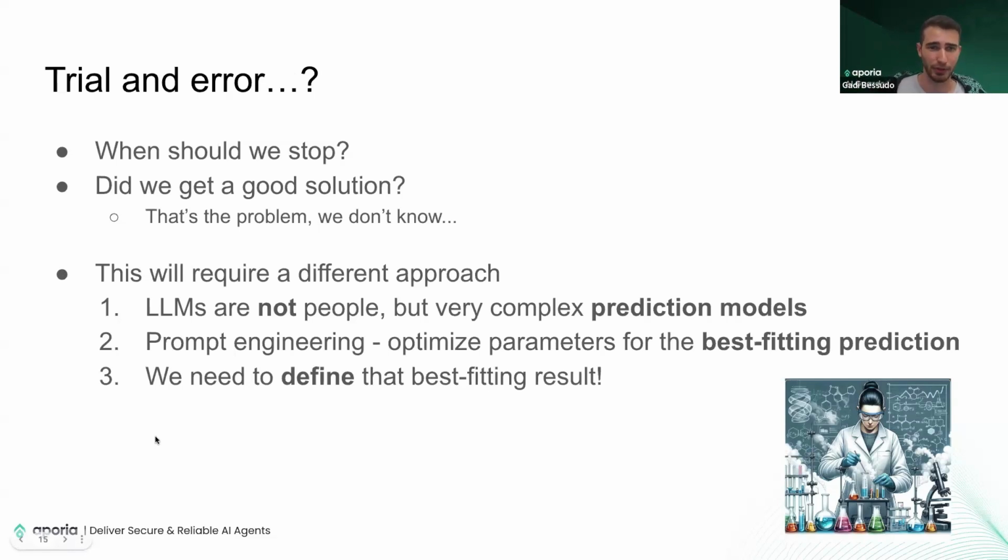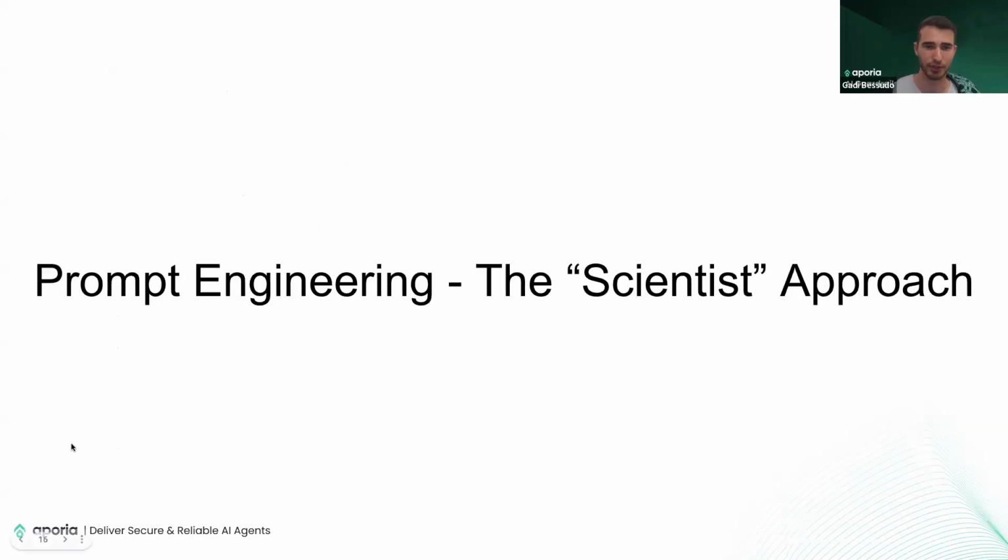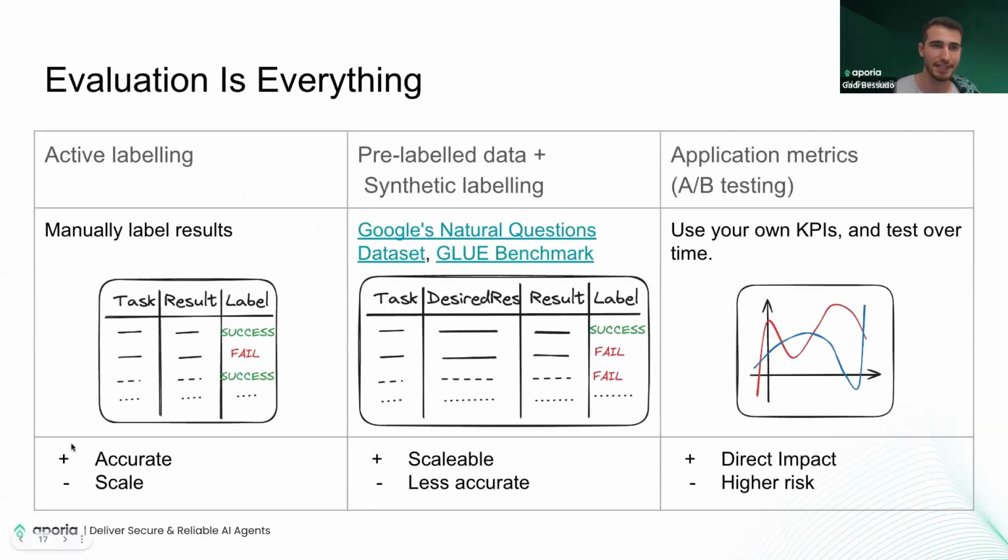Language models are not people, okay? Instead, we've got to view them again as what they are. They are very complex prediction models. And what it means is that prompt engineering is optimizing a parameter passed as part of this entire system, and we're trying to optimize it for the best fitting prediction. Again, these are prediction models. But what does best fitting even mean? We need to define what the best fitting result is for us. We need to define some kind of metric, some kind of way to evaluate ourselves. Ergo, the scientist approach. So evaluation is key.